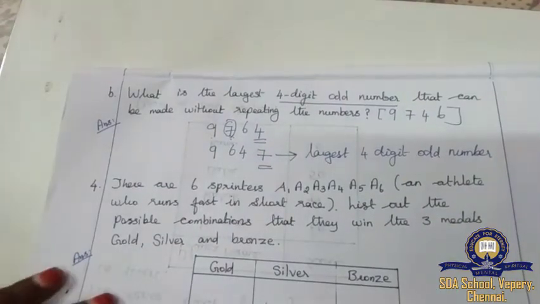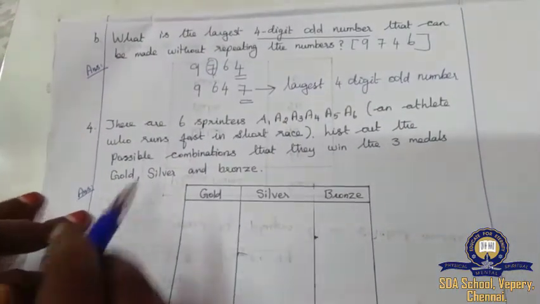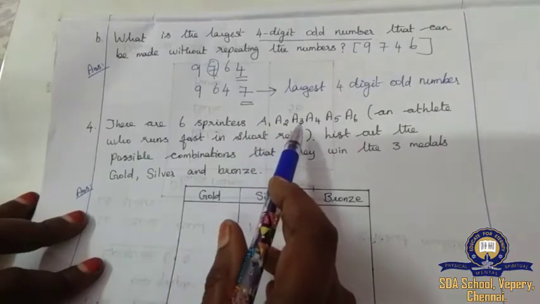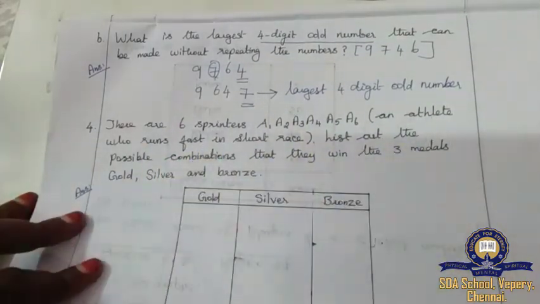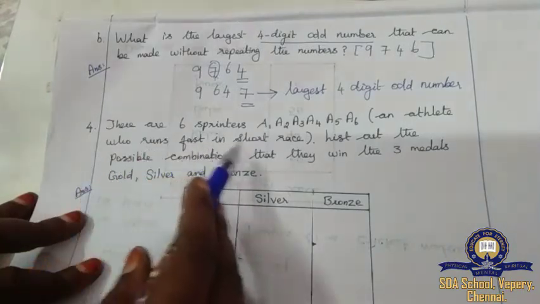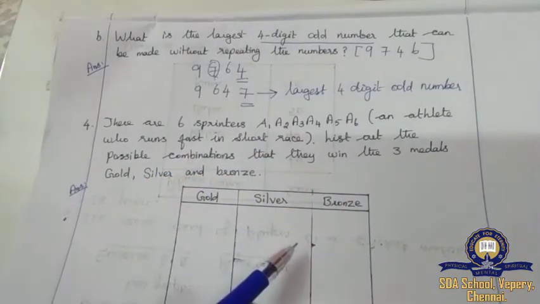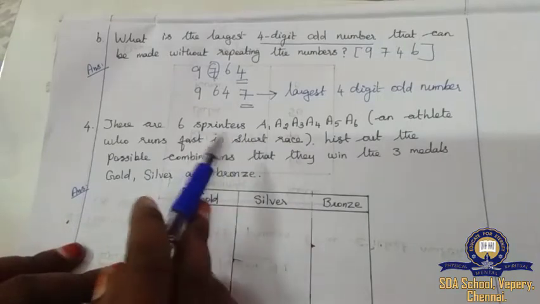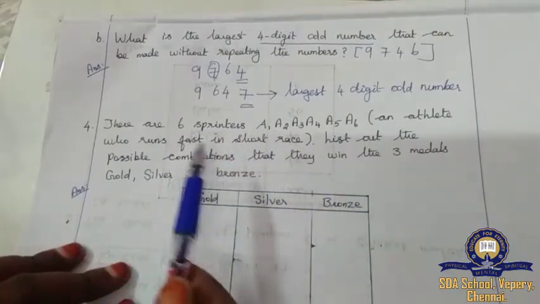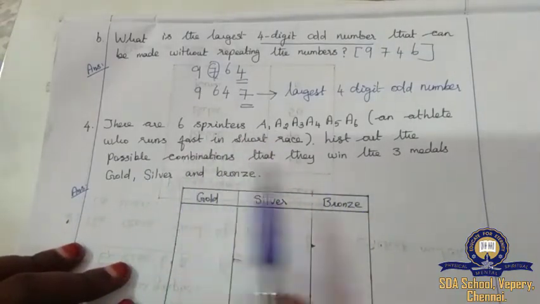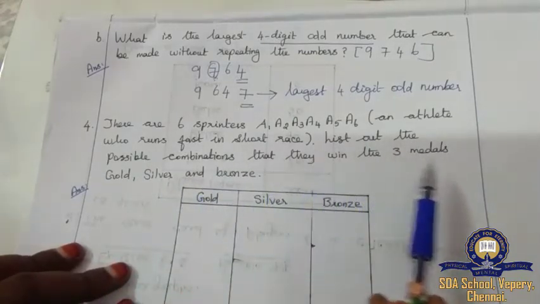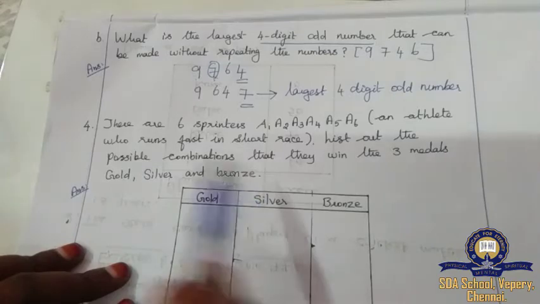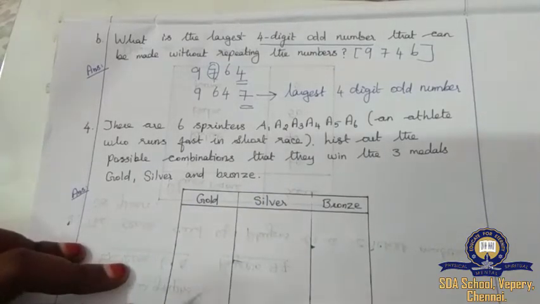Next one is, there are 6 sprinters A1, A2, A3, A4, A5, A6. Sprinters means nothing but athletes. They can run fast in the race. They participate in running races. List out the possible combinations in which they win the 3 medals: gold, silver and bronze.